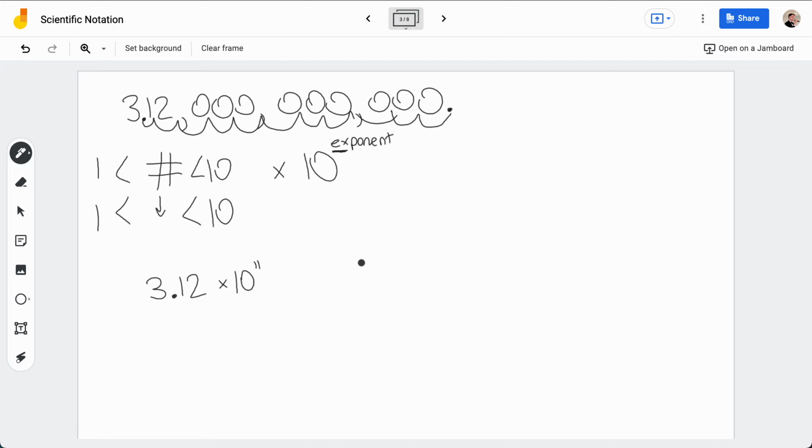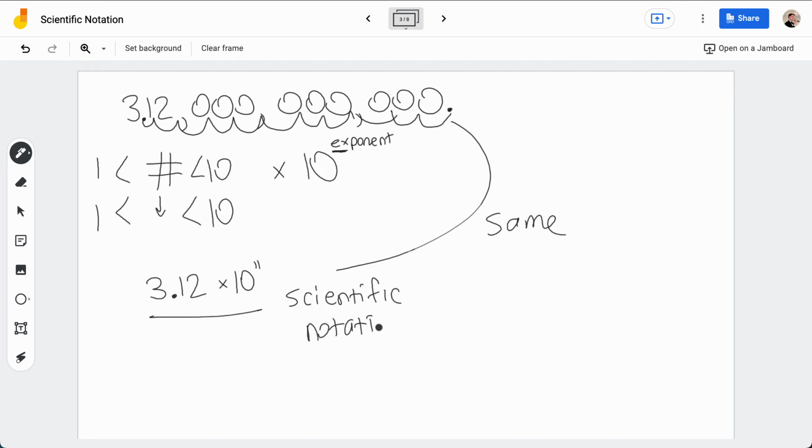To be clear, we didn't change the value of this number at all. This is the same number as the number up here. The only thing that's different is the format in which we've written it. This format is called scientific notation. It will always be a number times 10 to an exponent, where the number is between 1 and 10. So you'll never want 10 times 10 to something, or 11 times 10 to something. And you also don't want something like 0.2 times 10 to something. You always want 1 point something, 2 point something, 9 point something, whatever.